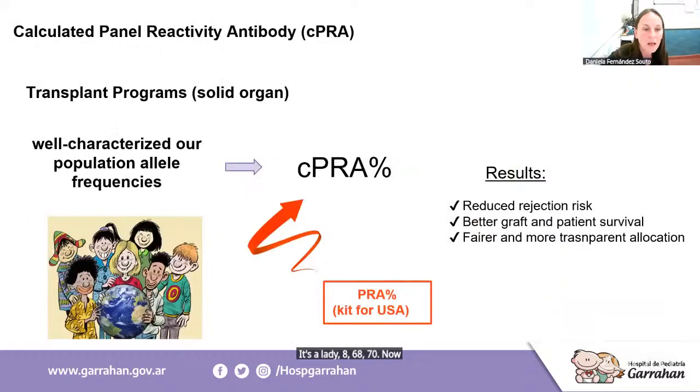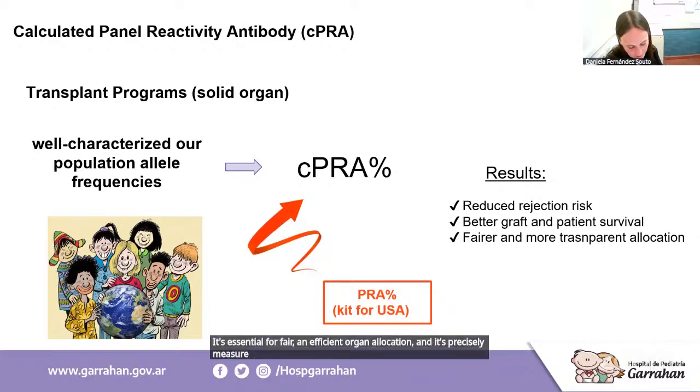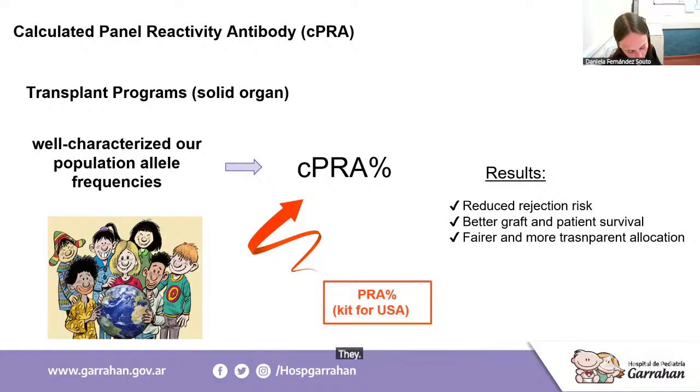Now, let's talk about solid organs. As we know, CPRA is a game changer in solid organ transplantation. It's essential for fair and efficient organ allocation, and it precisely measures a patient's immune sensitization, helping us predict how likely they are to match with a donor.